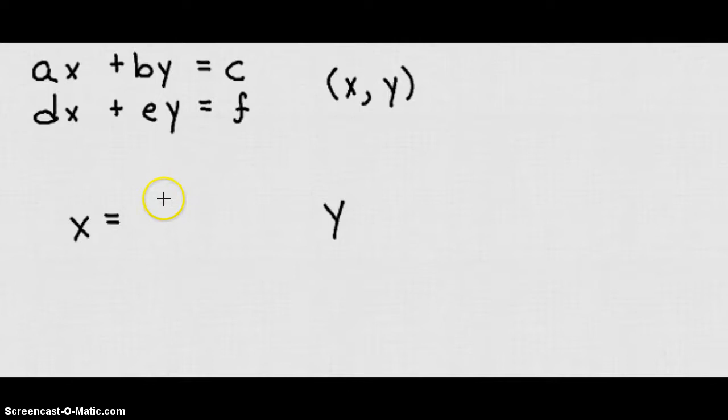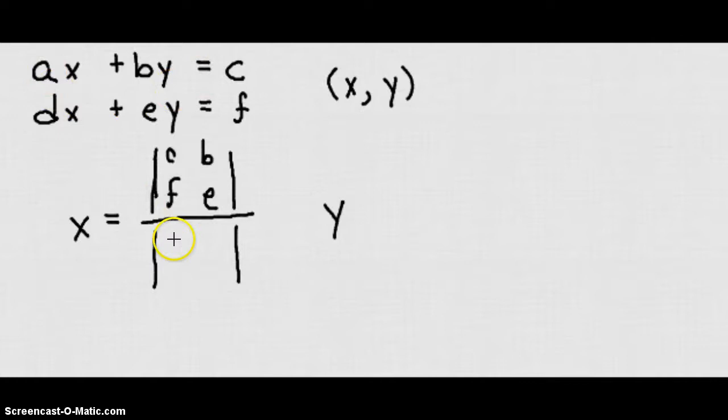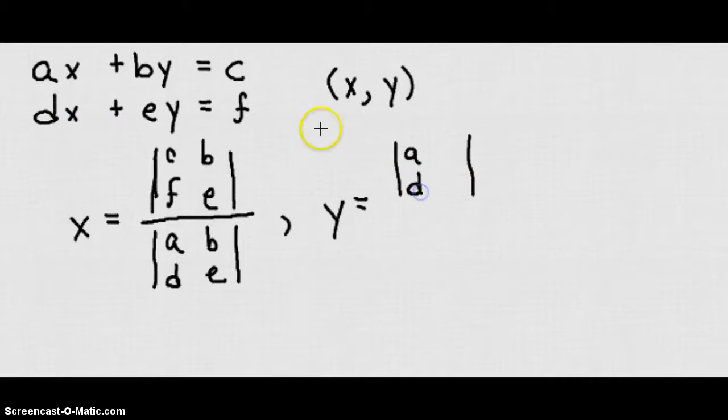X is going to be equal to the determinant of the c value, the f value, the b value, and the e value over the determinant of the a value, the b value, the d, and the e value. Your y value is going to be equal to the determinant of your a, your d, your c, and your f. That's going to be all over the determinant of your a, b, d, and e.